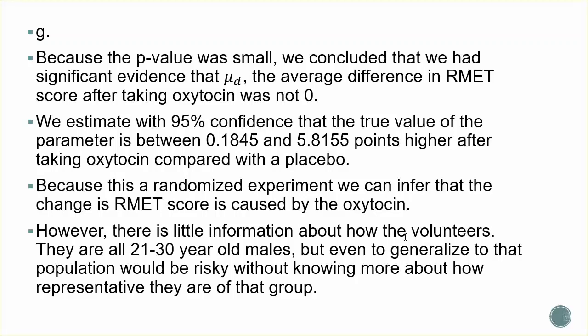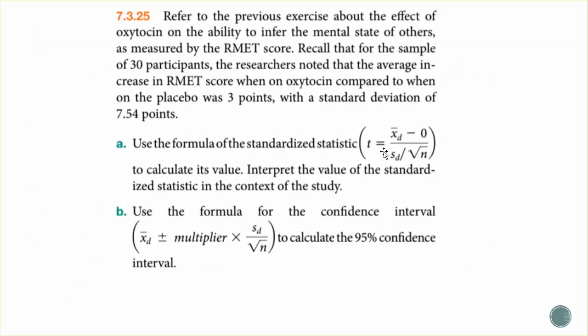However, there is little information about the volunteers. We know they're all 21 to 30-year-old males, but even to generalize to that population would be risky without knowing more about how representative the volunteers are of that group. So maybe we could generalize to 21 to 30-year-old males, but it's a little risky without knowing a little bit more. All right, and then just a follow-up question here, the next one has us do some of these calculations by hand.